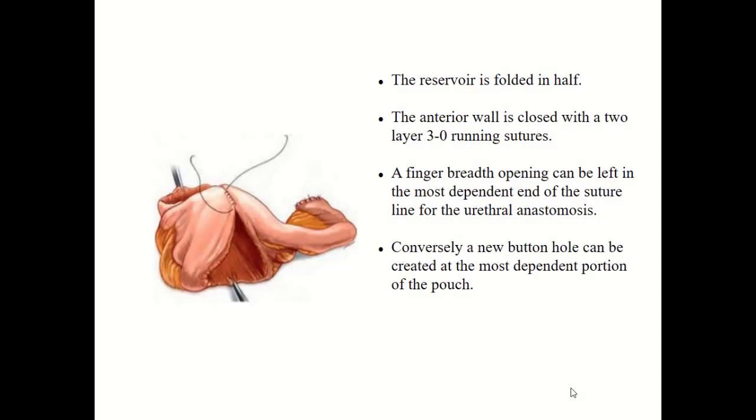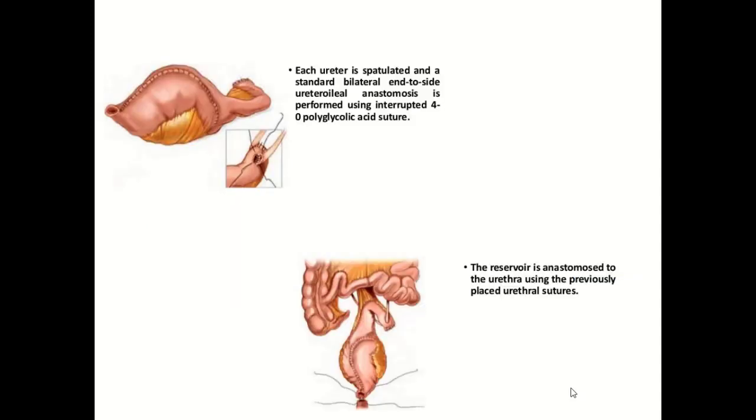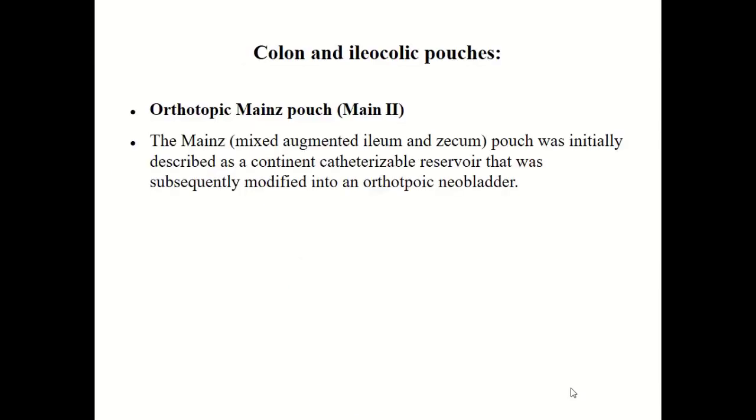The reservoir is folded in half. The anterior wall is closed with two-layered 3-0 running sutures. A finger-breadth opening can be left in the most dependent end of the suture line for the urethral anastomosis. Conversely, a new buttonhole can be created at the most dependent portion of the pouch for catheterization for voiding purposes. Each ureter is spatulated and a standard bilateral end-to-side ureteroileal anastomosis is performed using interrupted 4-0 polyglycolic acid suture. The reservoir is anastomosed to the urethra using the previously placed urethral suture.